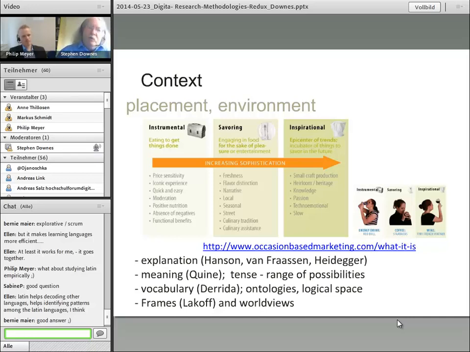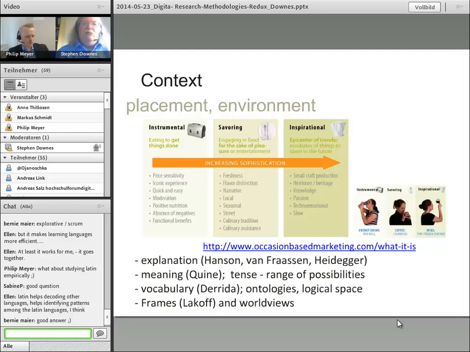Van Fraassen says, to explain is to answer a why question. Okay, well, that's good enough, but what is the answer to a why question? Well, it's an answer that's framed with reference to why not. Why this? Well, why not that? When you ask why something happened, it's from the perspective of why something else didn't happen instead.